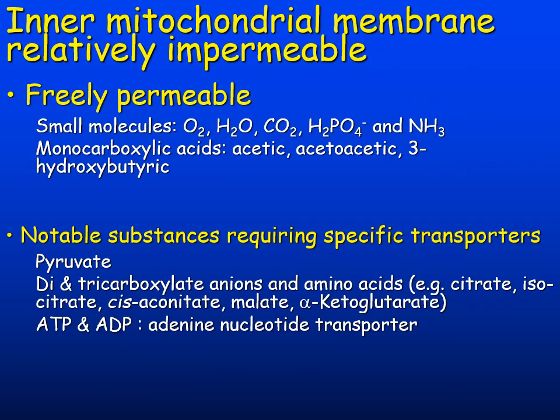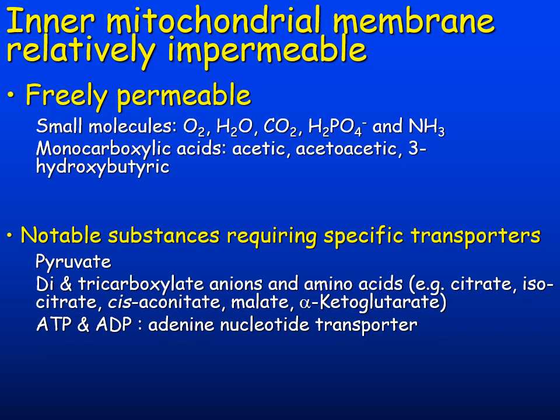Now, to understand these substrate shuttles properly, the first thing to realise is that the inner mitochondrial membrane is relatively impermeable. Small molecules like oxygen, water and CO2 can pass freely across the inner mitochondrial membrane, as can acetic and acetoacetic acid and 3-hydroxybutyric acid. And these are all useful aerobic fuels, which I'll tell you more about later.